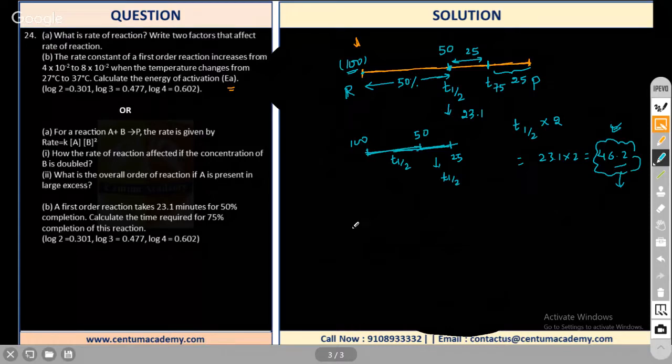So how do we do this? The method that we have to use to solve this question in the board exam is this. First order reaction, T half is given. So we know the relation of K and T half, which is K equals 0.693 divided by T half. So you put this value of T half, you'll get the value of K.